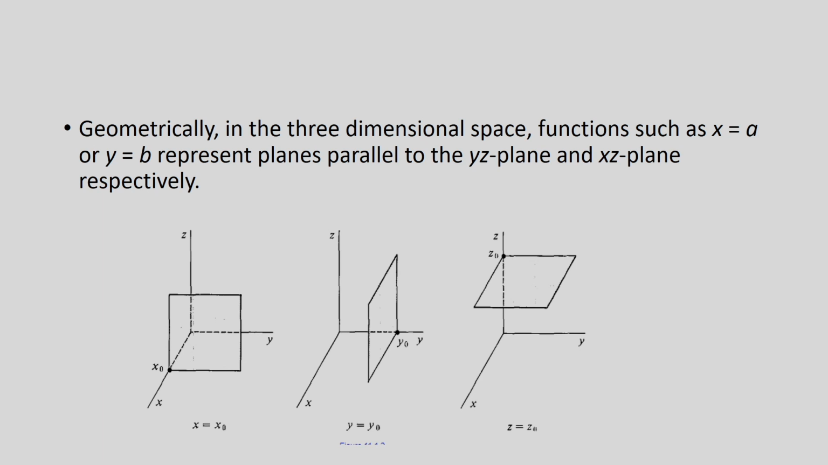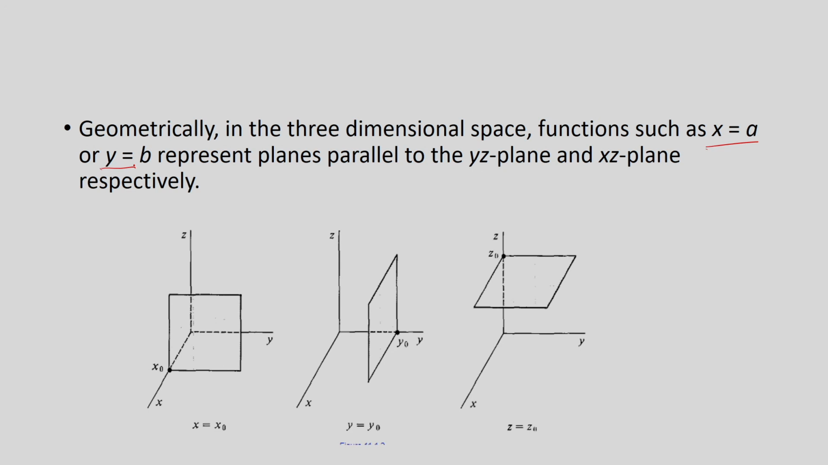Okay. Now, we are talking about at least 3 variables here, because 2 variables are independent and 1 variable could be dependent. The number of independent variables can become more than 2 also, but at the least they can be 2. Geometrically, here you have a 3-dimensional space. In 3-dimensional space, functions such as x is equal to a or y is equal to b represent planes parallel to the yz plane and xz plane respectively.